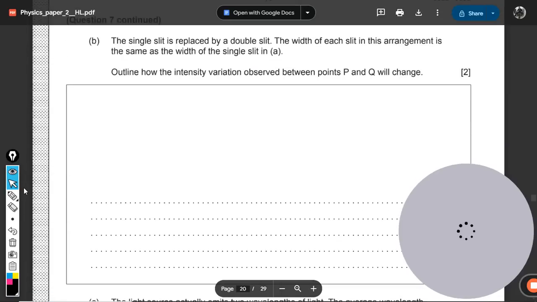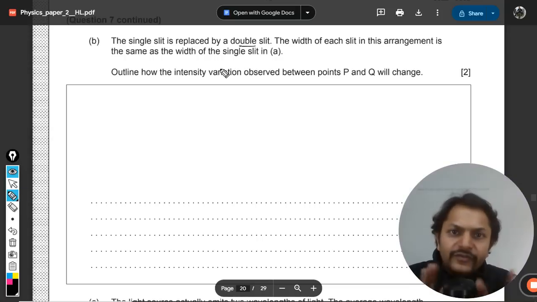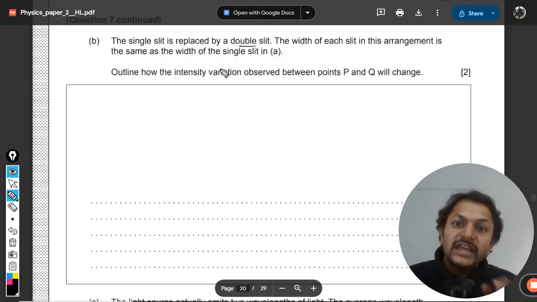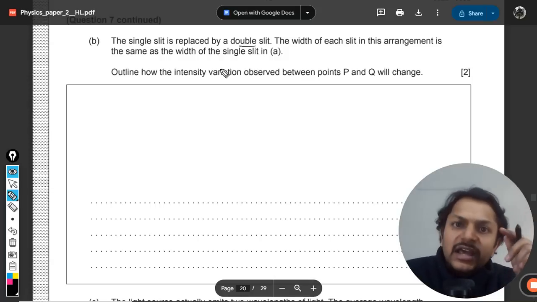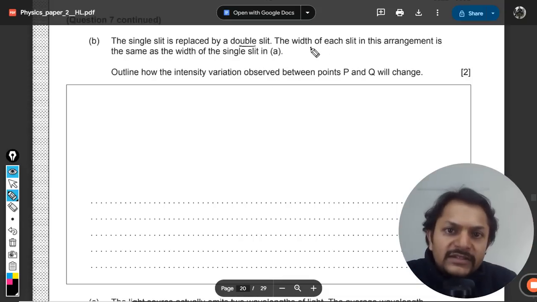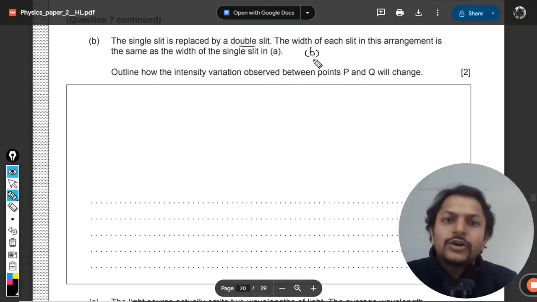The single slit is now replaced by a double slit. So now we are moving into interference. The width of each slit in this arrangement is the same as the width in the single slit. It means the diffraction pattern is not changing. What do you mean by this? The b length, the b, is not changing.